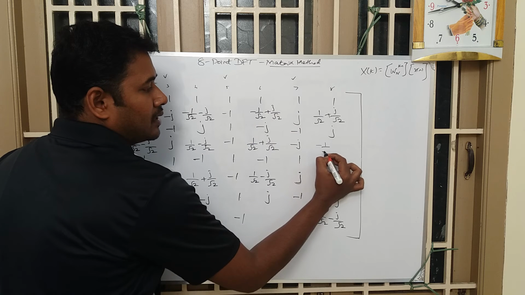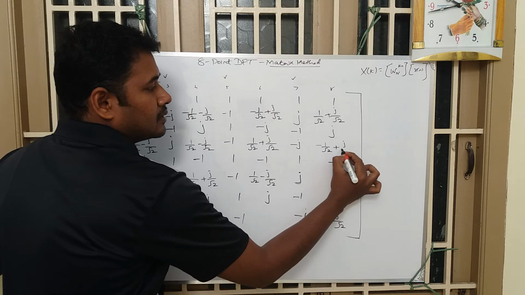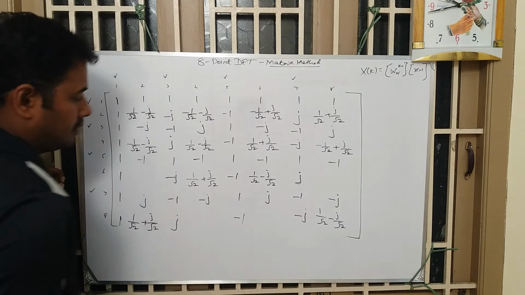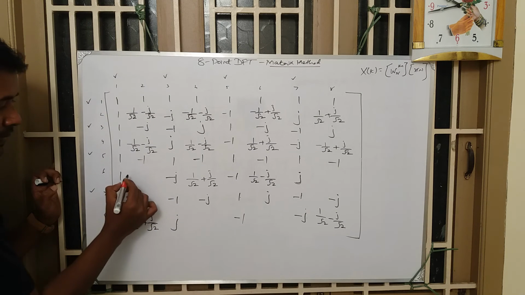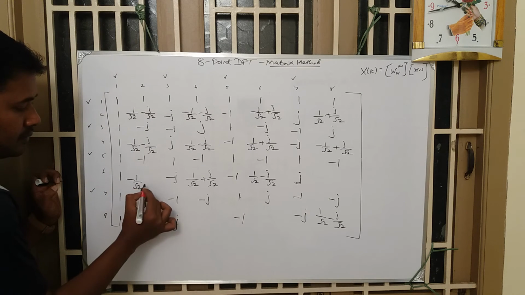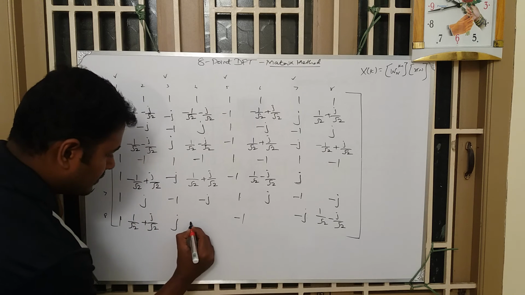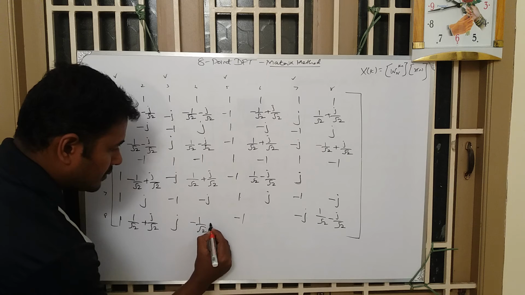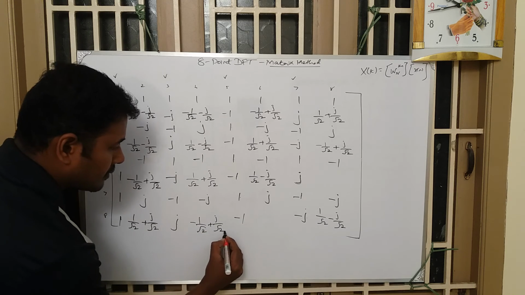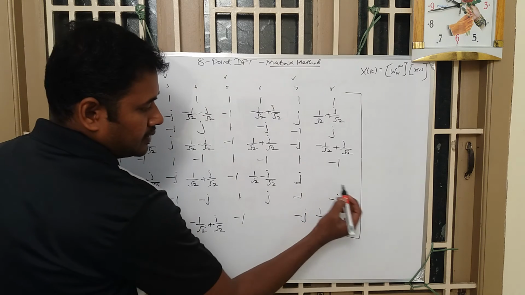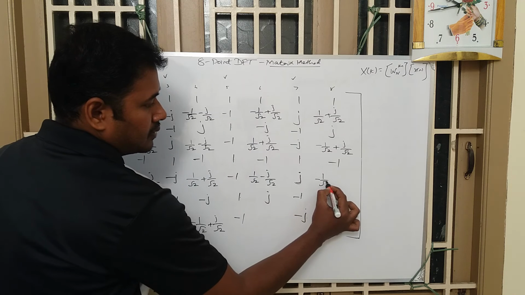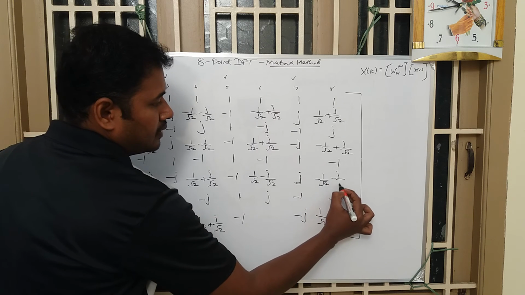It is minus 1 by root 2 plus j by root 2 here, and for here it is minus 1 by root 2 minus j by root 2.